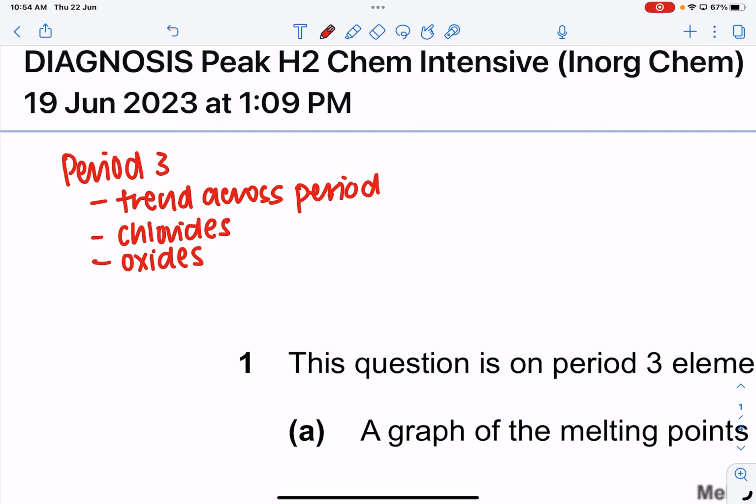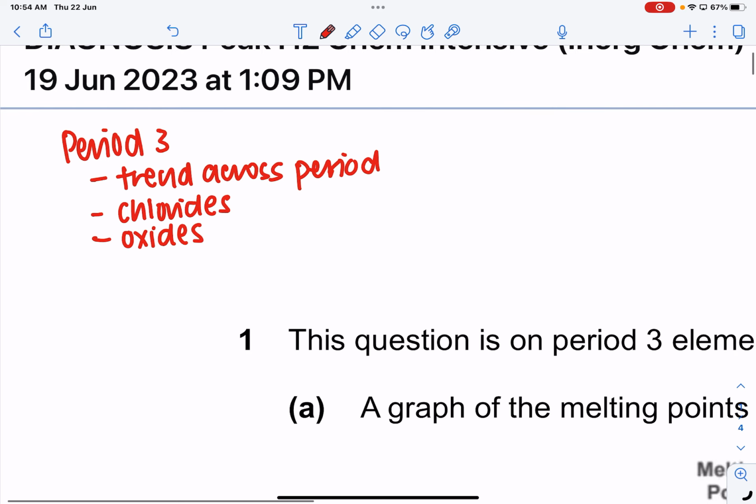so forth. Okay, so this is the one which is the most tedious, because with period 3 there's a lot of things to remember. And there's a lot of exceptions as well.